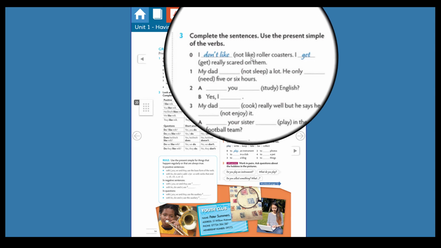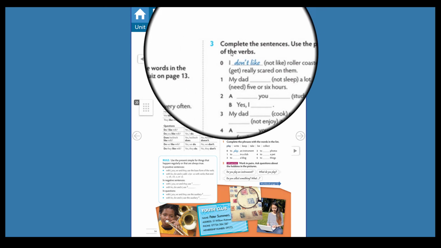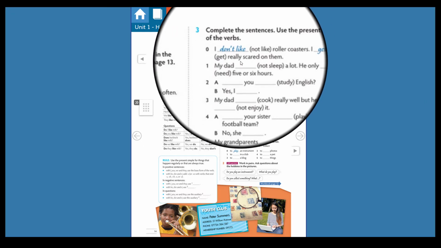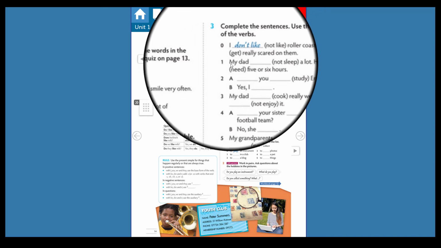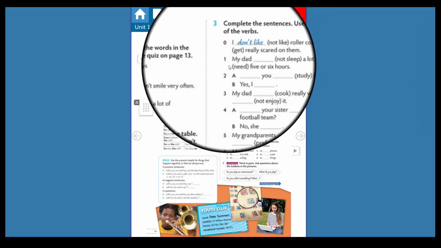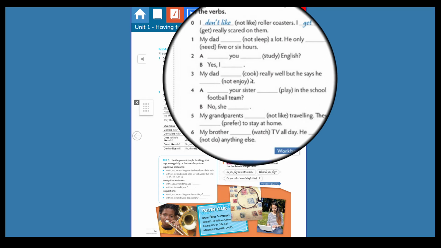I don't like roller coasters. So you have to use not like, and the pronoun is I, so you have to use don't like roller coasters. I get really scared on them. Number 1, my dad not sleep a lot. He only 5 or 6 hours. Okay, so now I need you to please stop the video and do the activity.